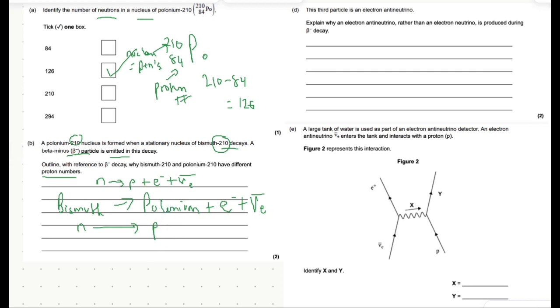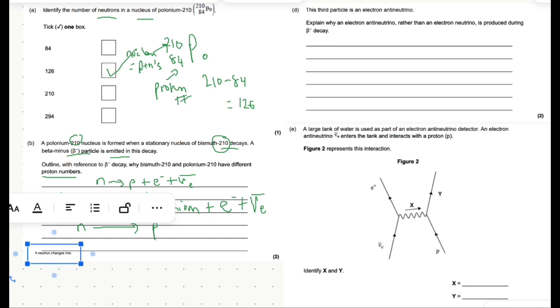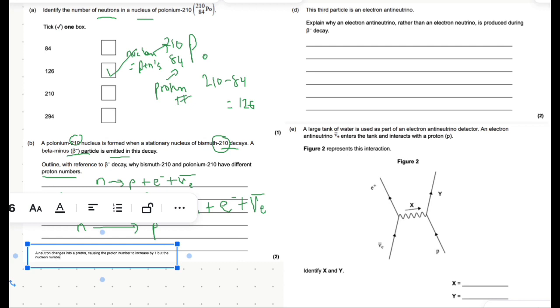So what we say is that a neutron changes, I will enlarge this by the way, into a proton, causing the proton number to increase by 1, but the mass number or the nucleon number stays the same.